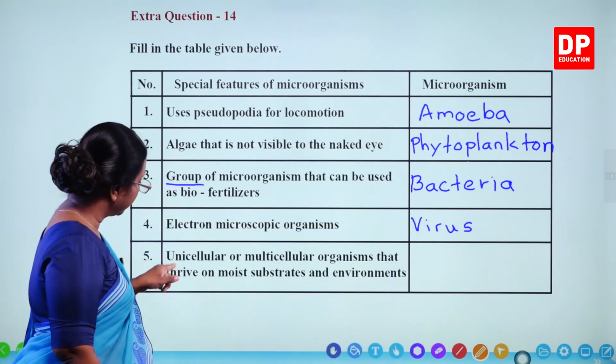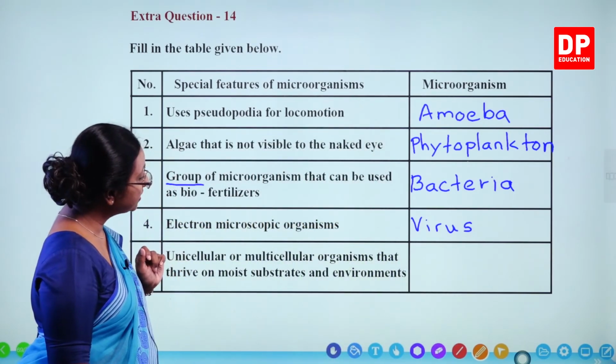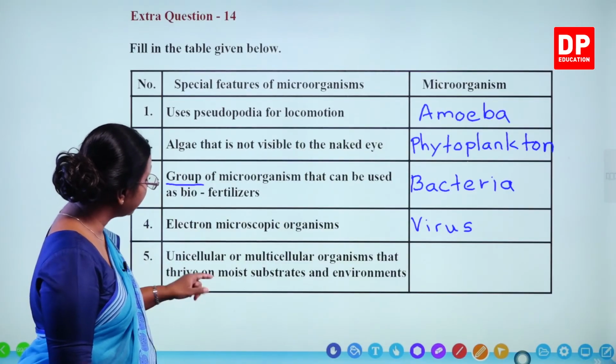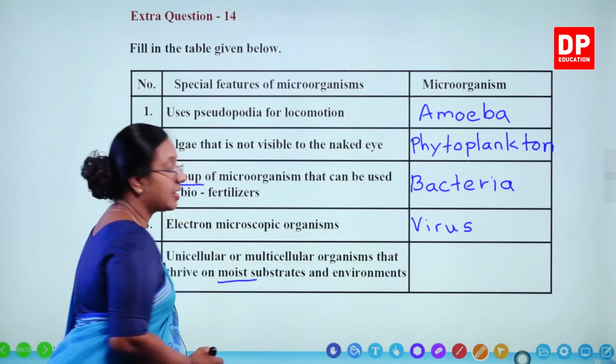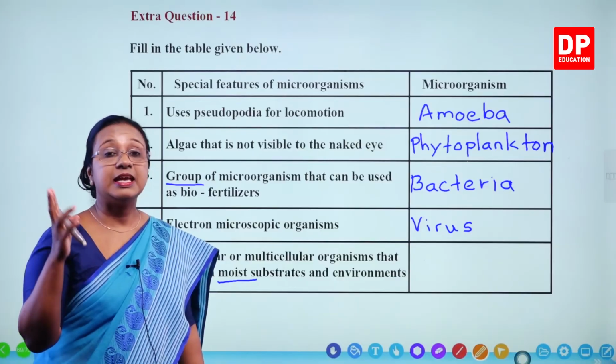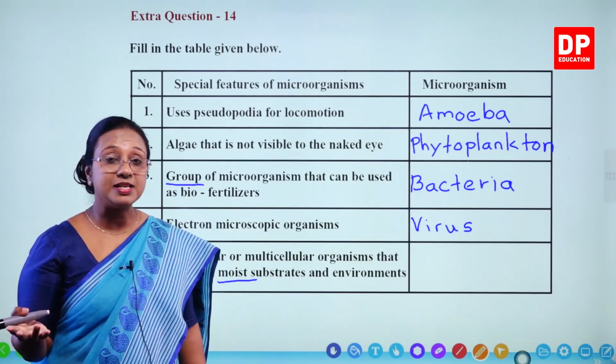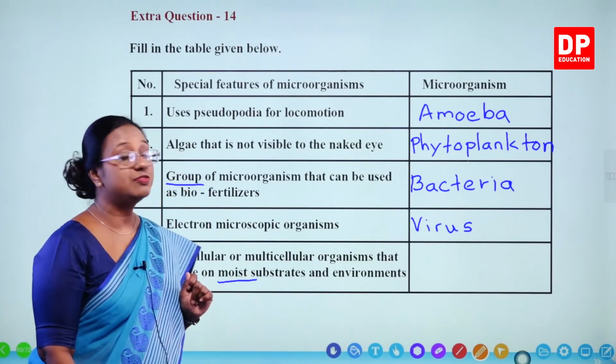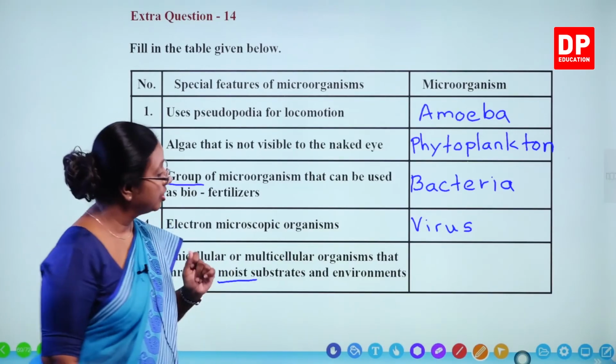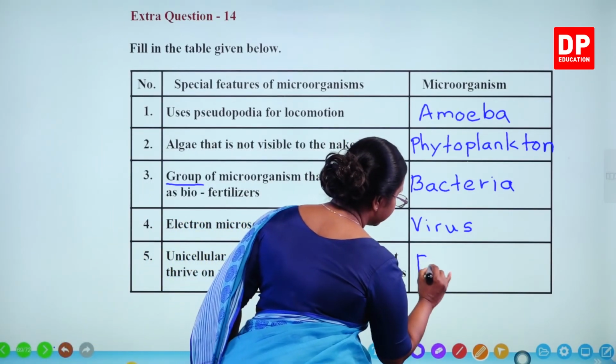And the last one, unicellular or multicellular organisms that thrive on moist substrate. So two features. It can be either unicellular or multicellular and it thrives on moist substrate. It is the fungus.